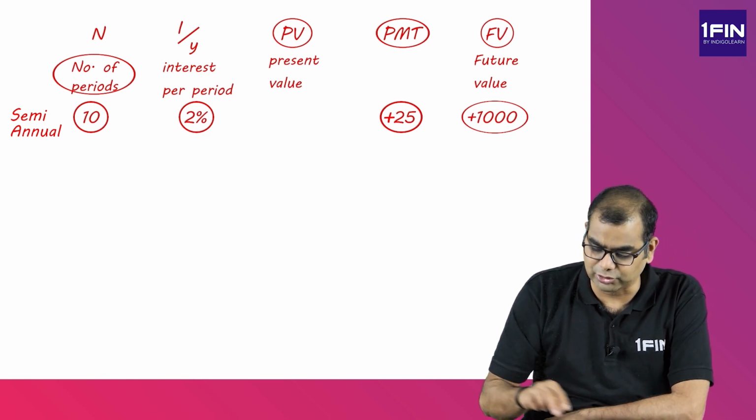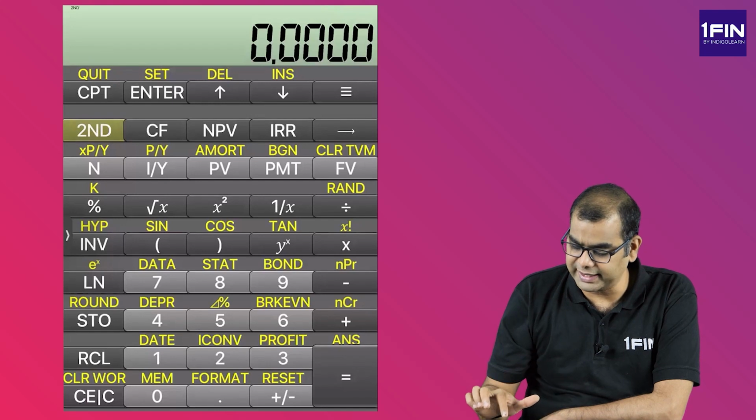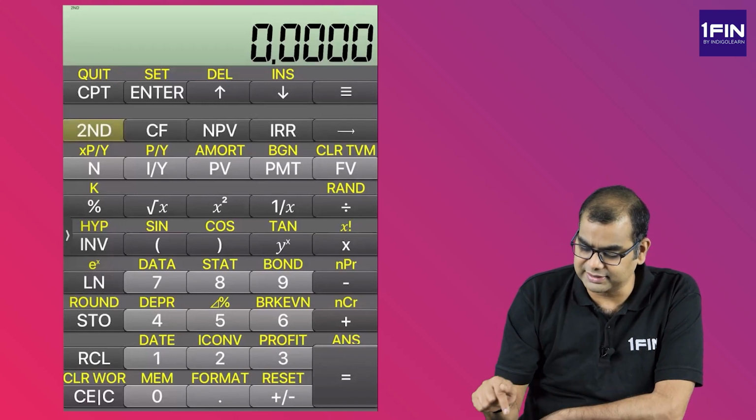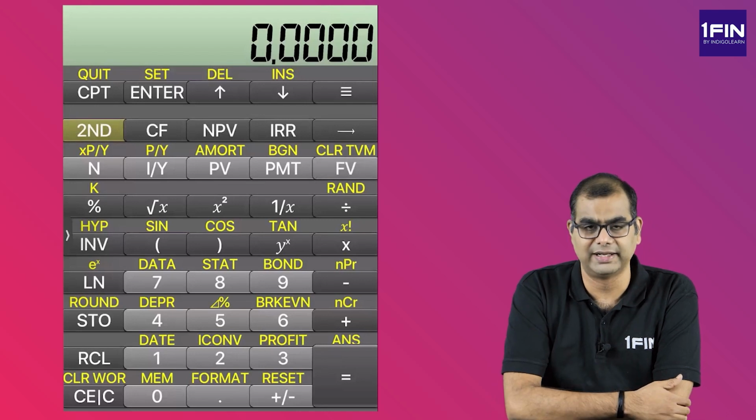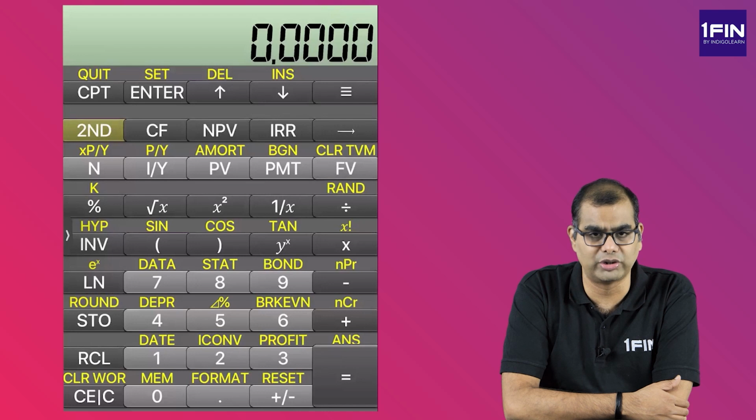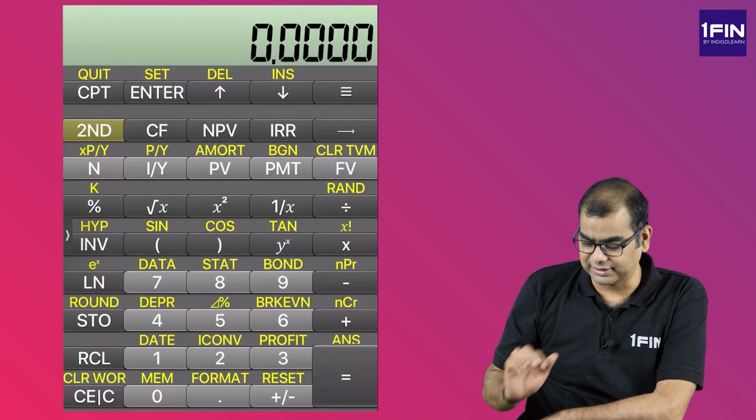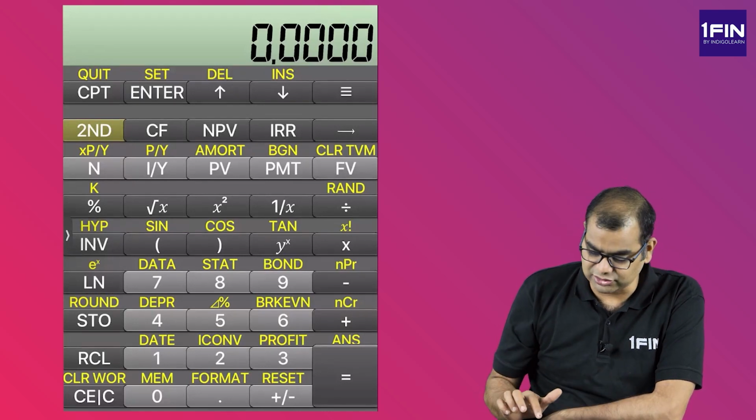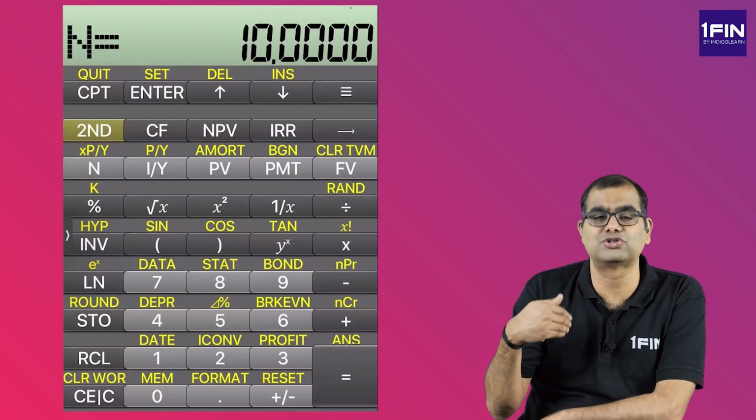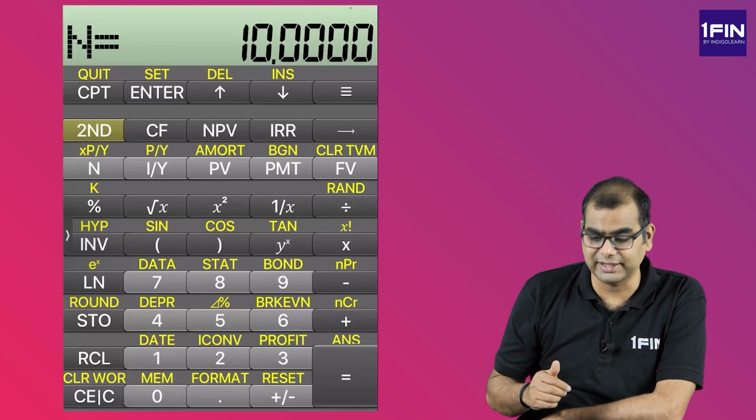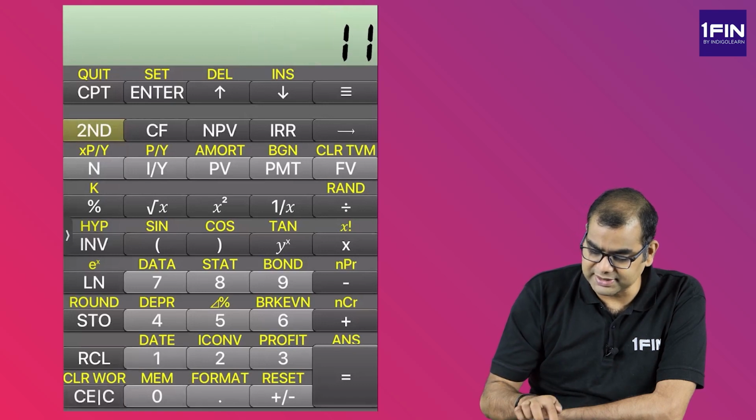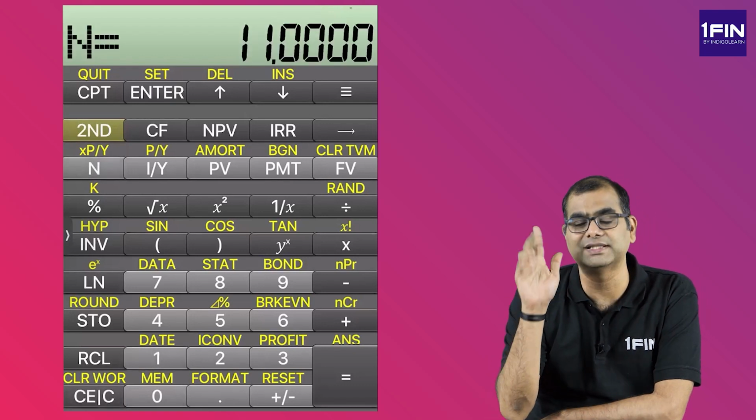Now let us go ahead and compute. You first press second and clear TVM, because this is a very important function. If you have to clear data in this, you have to press second and clear TVM, or basically the FV button. When you do that, all the data that is stored is cleared. Now we have periods as 10. So I press 10 and then I press N. Then the number of periods is stored as 10. Now let us say it is not 10. If it is 11, then I press 11 and I press N, and the 10 gets replaced with 11.